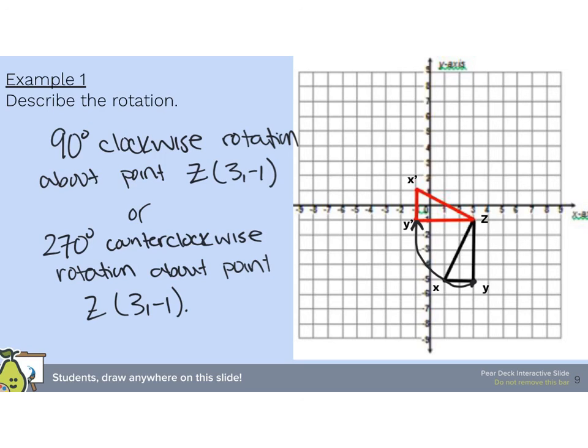We're going to do a few practice problems. Again, you're not actually performing the rotations in this lesson. You're just being able to identify them. So can you look at a rotation about a point and figure out what was done?